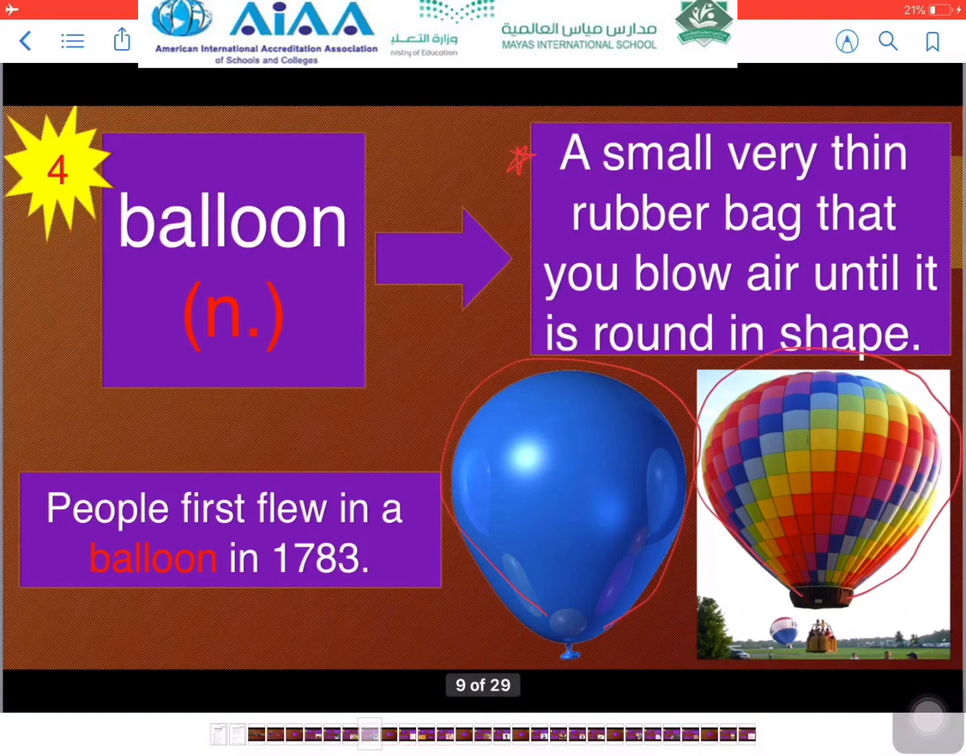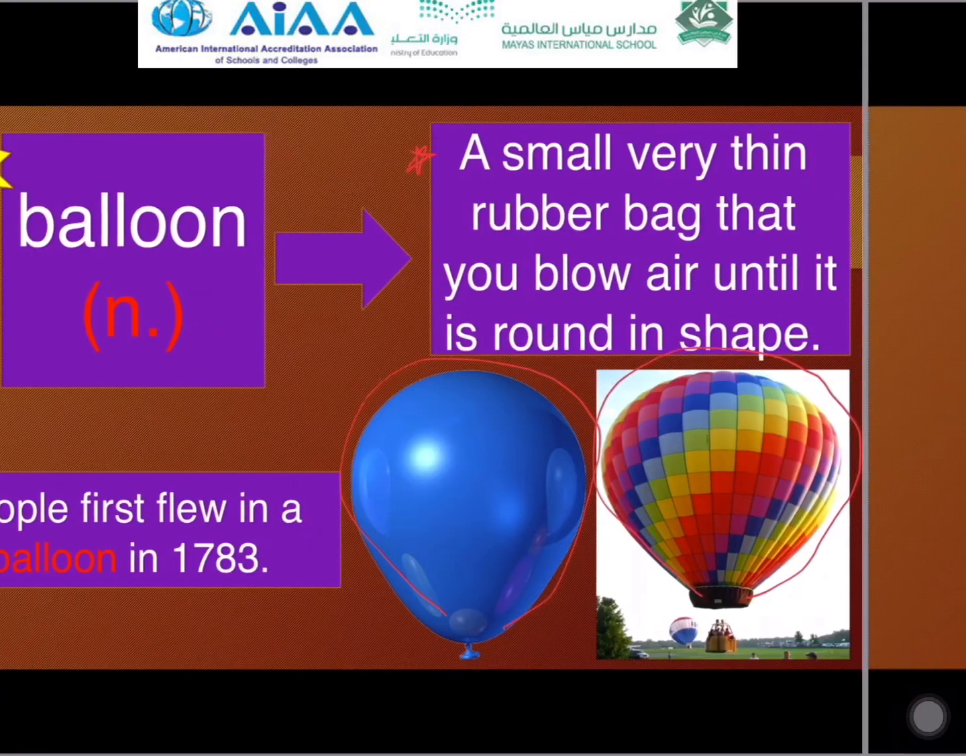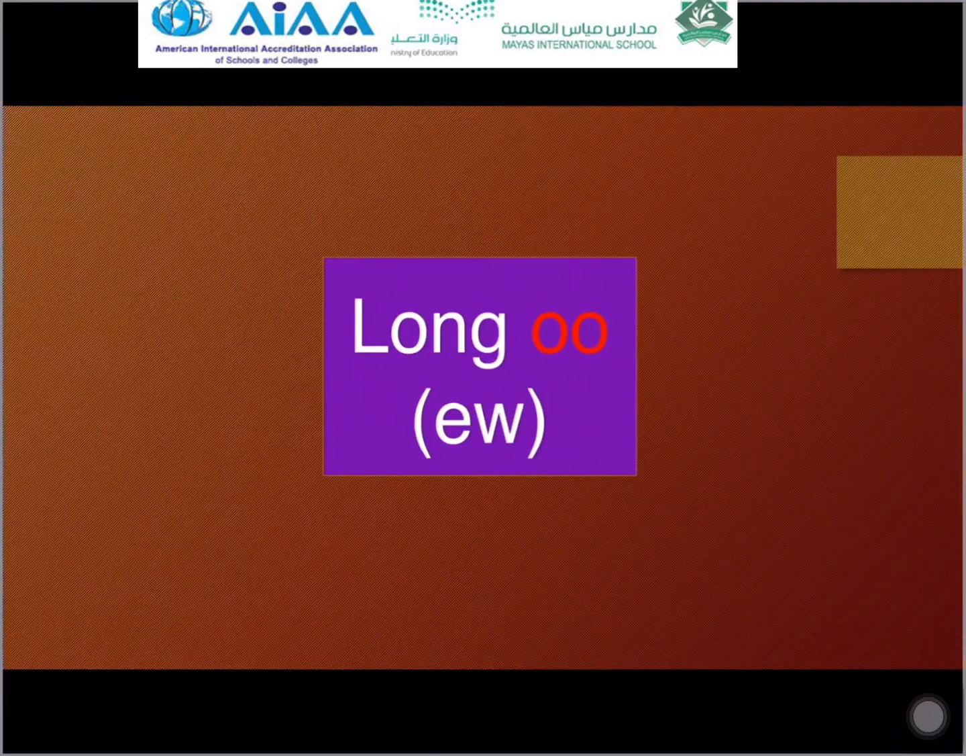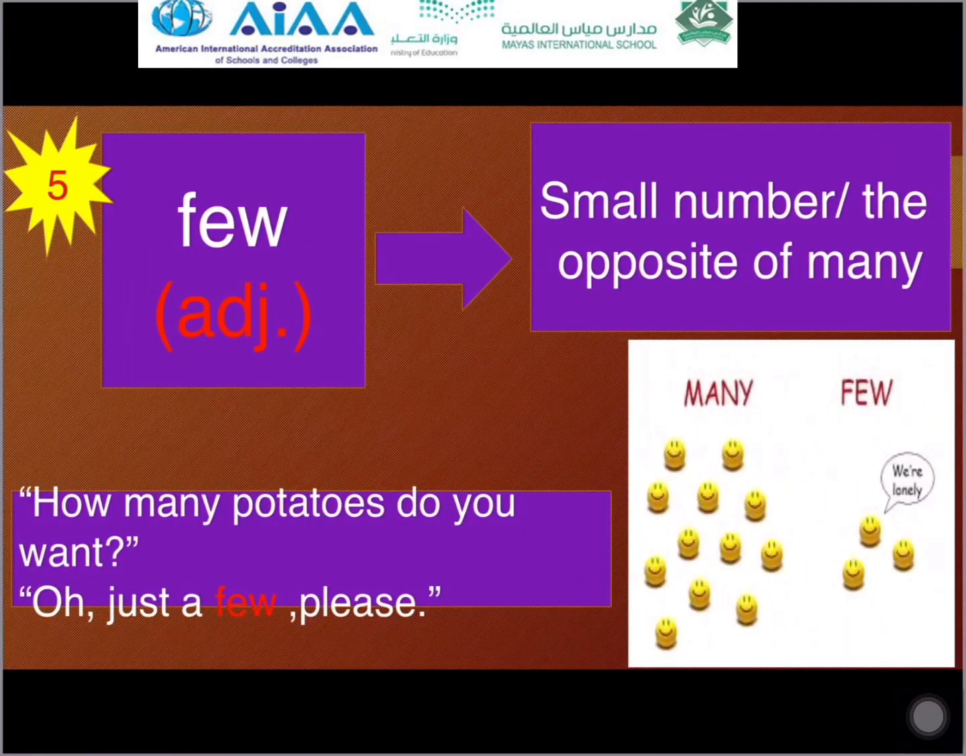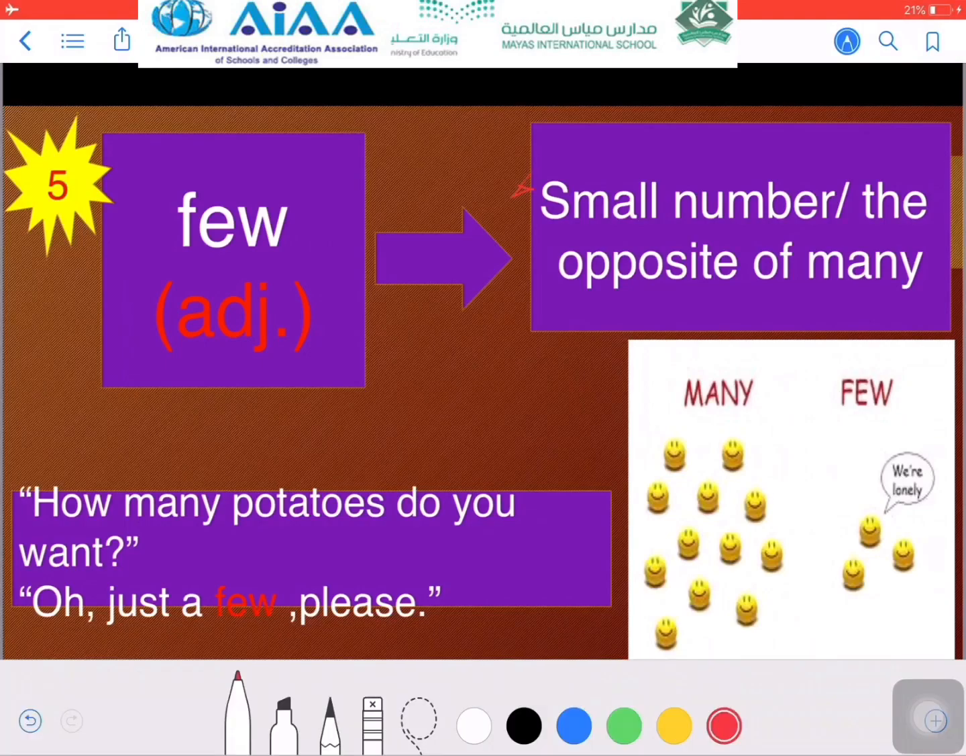So again, we took the words school, goose, balloon. So here let's see the next one. So it's also long U, but it's with E-W. Can you imagine any word that ends with E-W and you say it U? Yes, maybe. Here, the first word is few. Few, it's the opposite of many or the opposite of a lot. So here, a few is a small number.